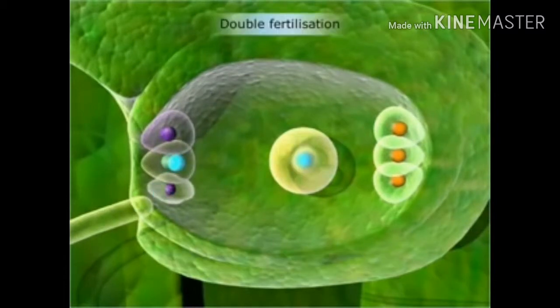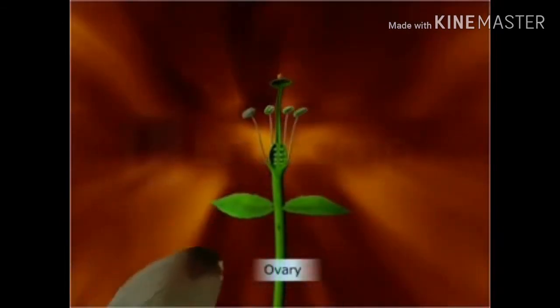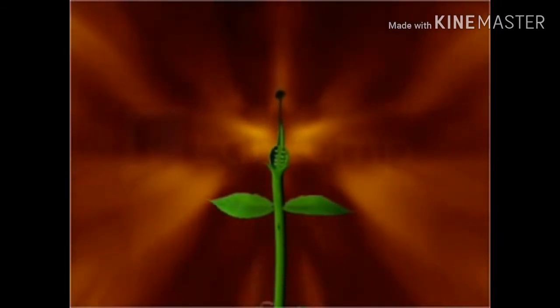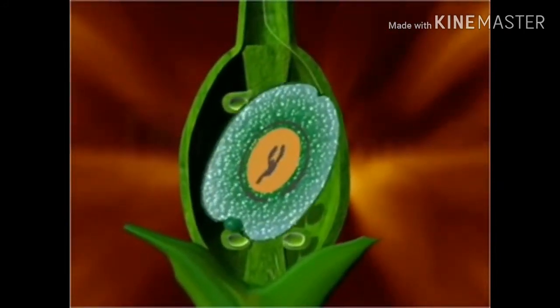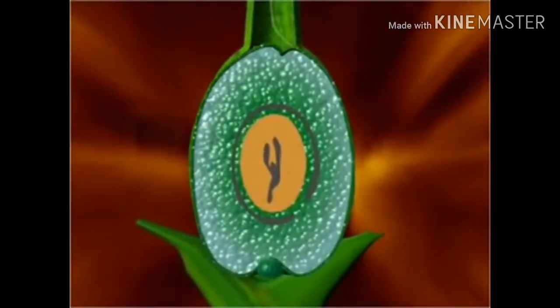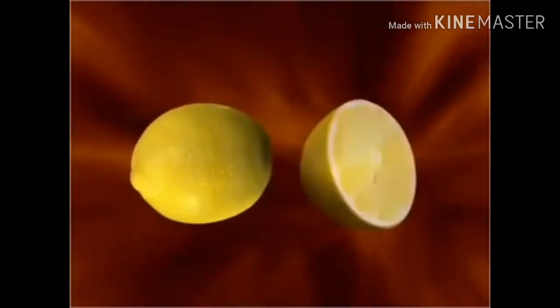After the double fertilization, the ovary starts to swell and develops into a fruit with seeds.